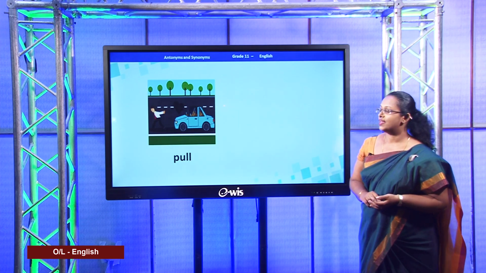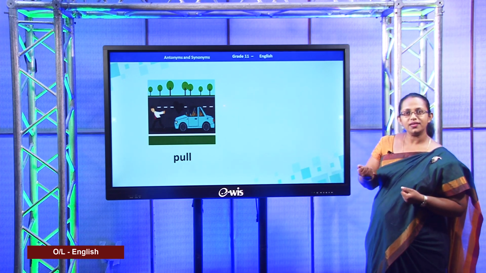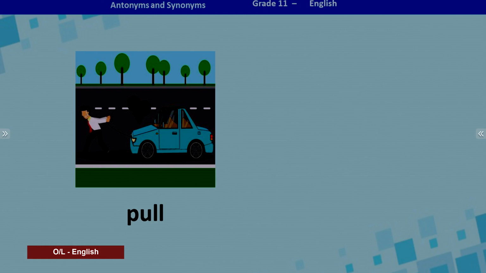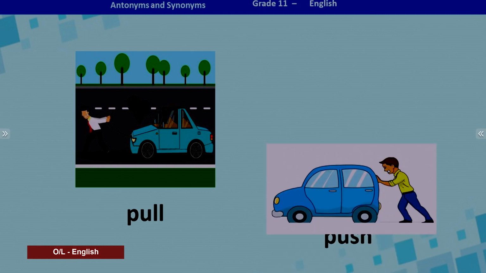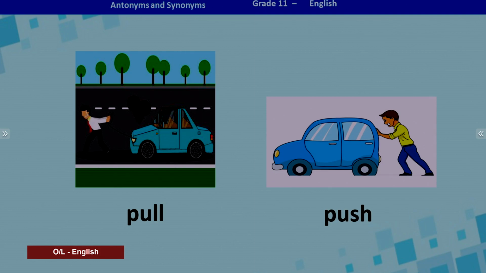Now, you can see a man pulling a car. Maybe it is broken. And here, another man is pushing the car. So, the opposite of pull is push.